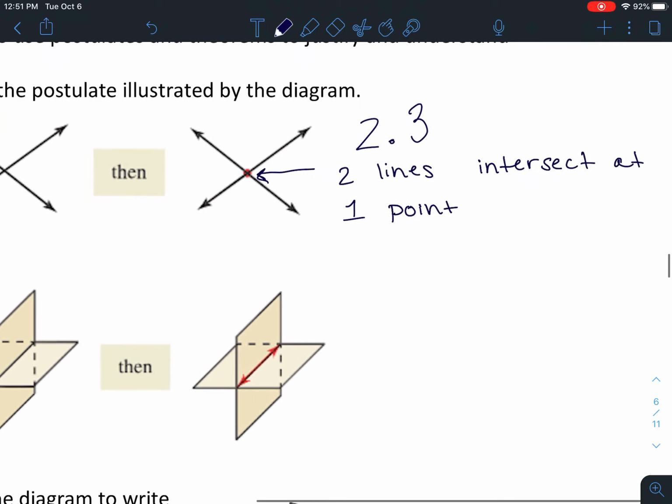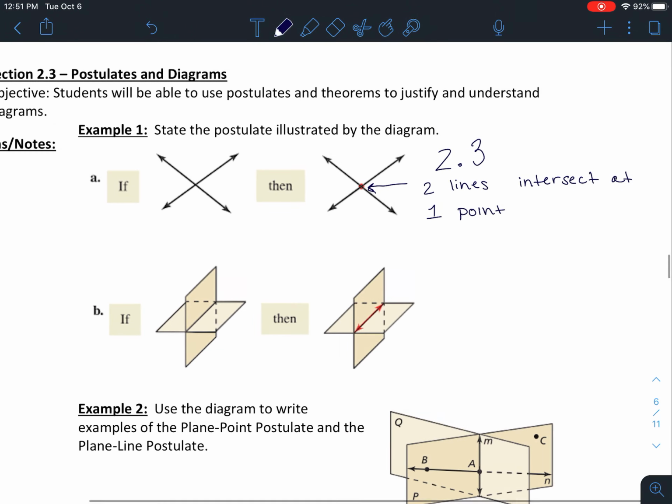All right. This one would be the diagram that I just could not draw, and that would be 2 planes intersect at a line. That's going to be 2.7. I'm just going to, again, just briefly draw it over here. 2 planes intersect at a line.